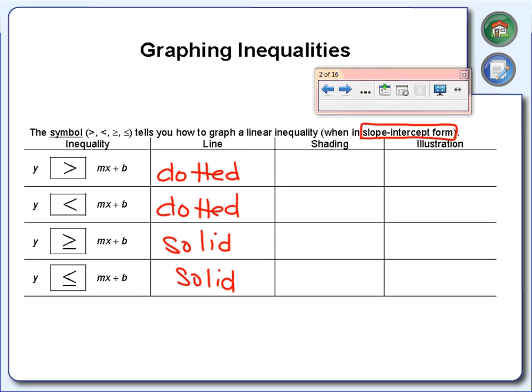Along with those dotted and solid lines, you're going to have to do some shading. So if you look at the first one up here, greater than. Anybody remember where to shade when it says greater than? Top or bottom? Top. That is correct. When it's greater than, we shade to the top. Of course, if it says less than, we would shade to the bottom. Now, these two down here are the same thing. If it has a greater than, we'd shade to the top. If it says less than, we'd shade to the bottom.